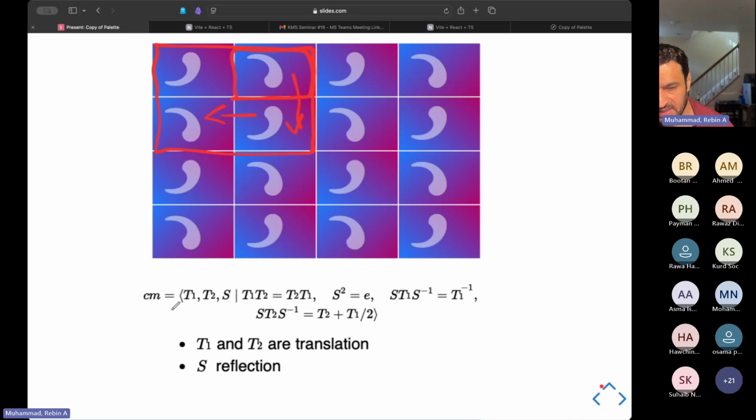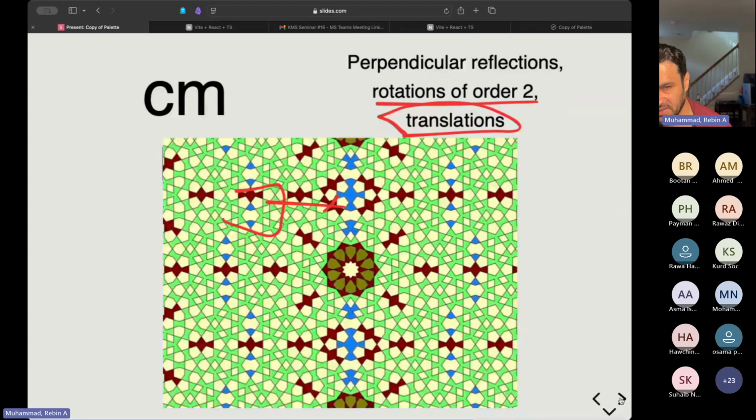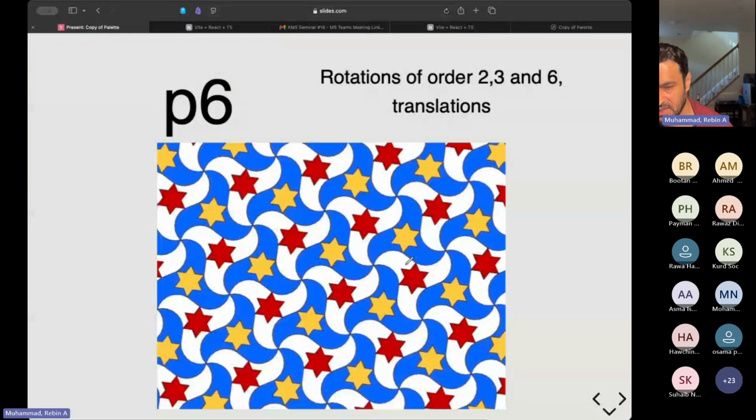So what about the generator for this one? This one means T1, T2, and S. S is reflection. So you don't have too many symmetries here. P6 is also clear from the name: you have a rotation by 60 degrees, which results in P6. So basically, you have a center of rotation of order 6. This pattern also belongs to the Islamic geometric patterns and is found in the Alhambra.